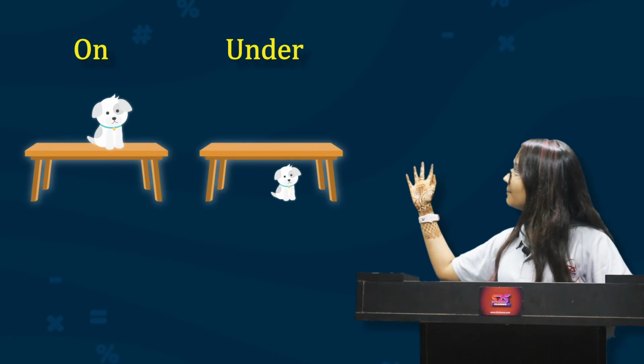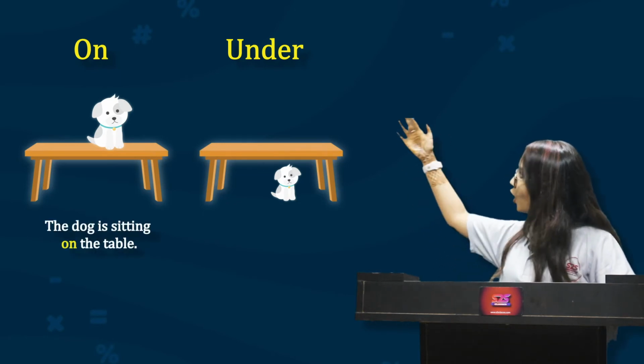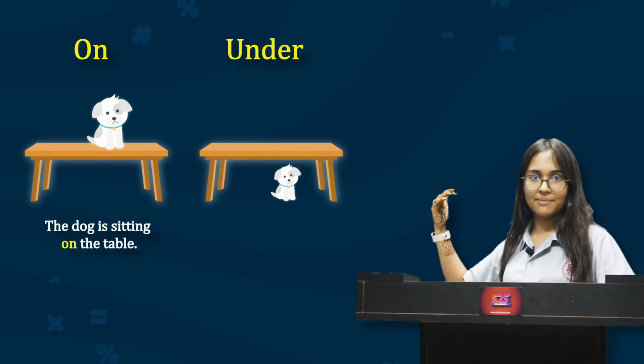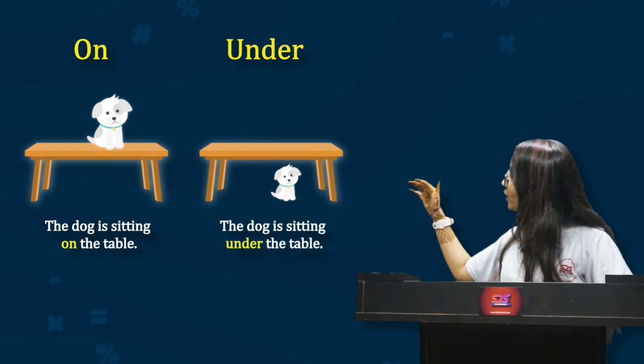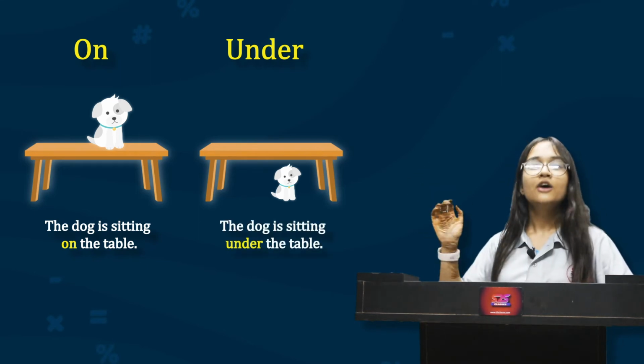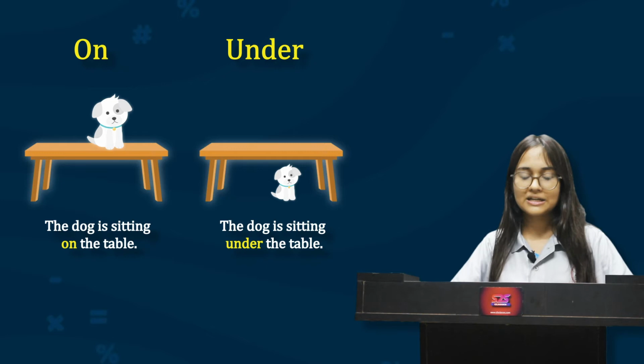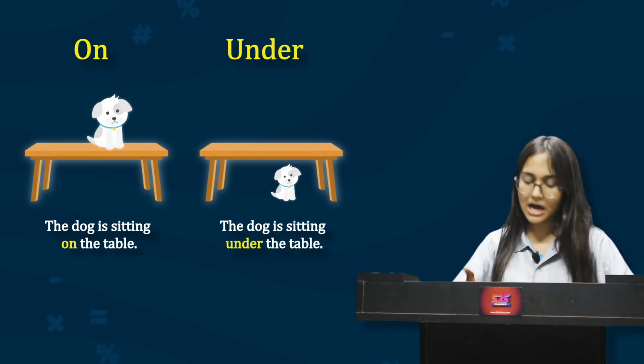So we look at the images where the dog is sitting on the table, and in the next image we'll see where the dog is sitting under the table. So I hope you're clear what on and under mean.